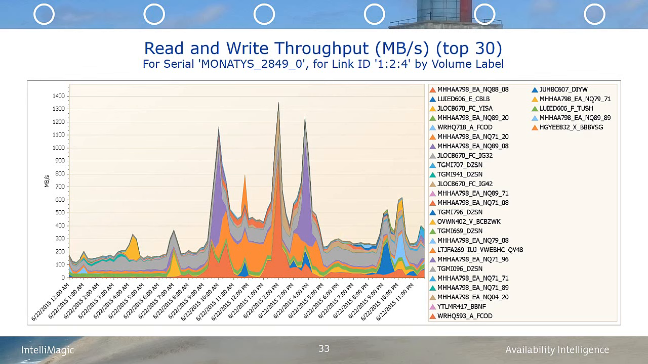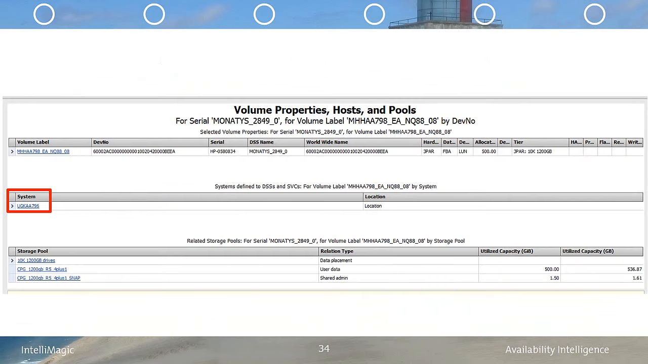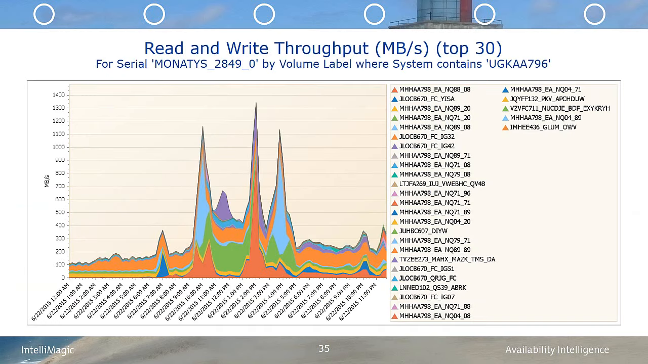Let's take a look at which host is driving the load. The associated host system is named UGKAA796. Let's take a look at how much work is being driven by that host. You can see that almost all of the workload on these ports is associated with this one host.